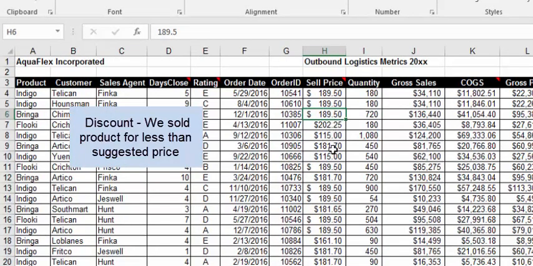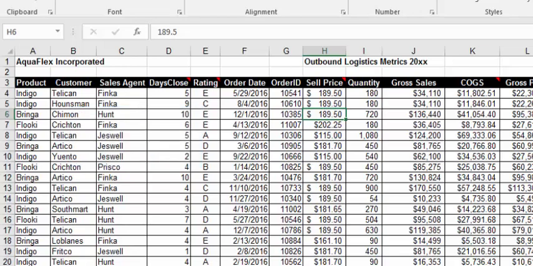Now, we might have sold a Bringa for less than that price down here somewhere, and that will be a discount. Now, if you add up all the surpluses and discounts, whatever the net is, if it's negative, we discounted the products more than the sell price. If it's positive, we sold it for a surplus, which means we charge more for the products.